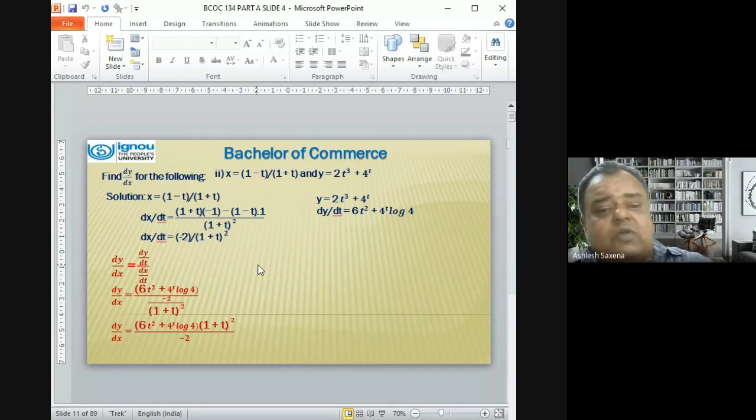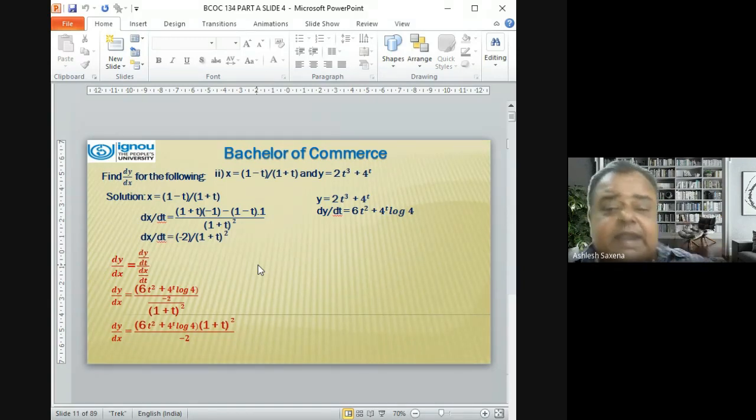Now move to the y part. dy by dt is 6t square plus 4 to the power t log 4, because the derivative of a raised to the power t is a raised to the power t log a. So here for 4 raised to the power t, we are going to get 4 raised to the power t times log 4.